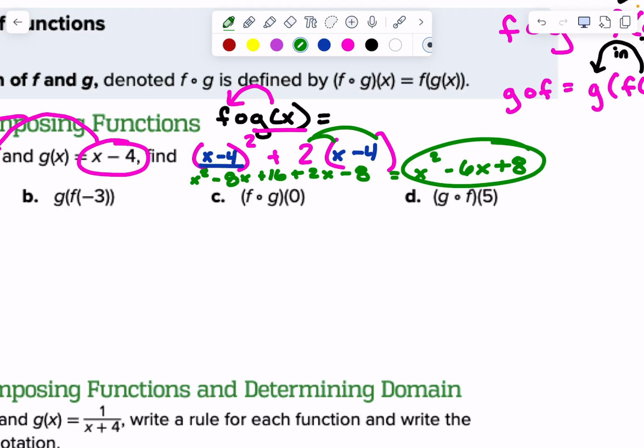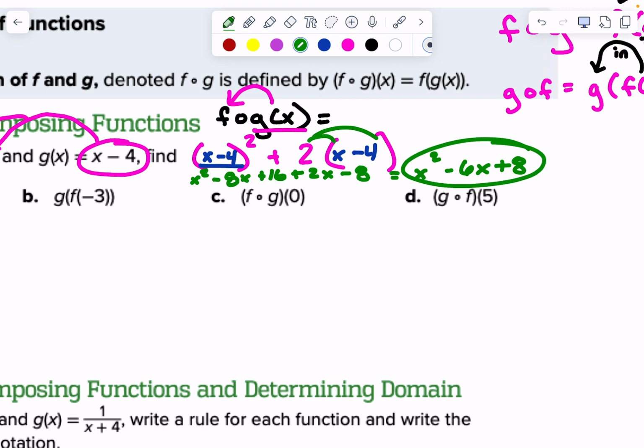Why don't you just see the 6, go to A? I know, that's what we're going to do. But they're different. This is what you get when you do f composed of g of x. You have to plug the whole g into f. This is how you do it, and that's how you simplify.